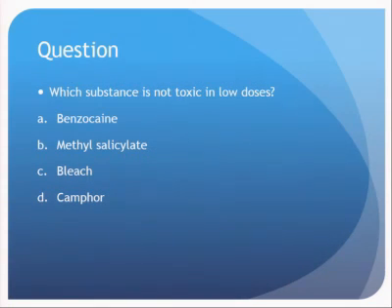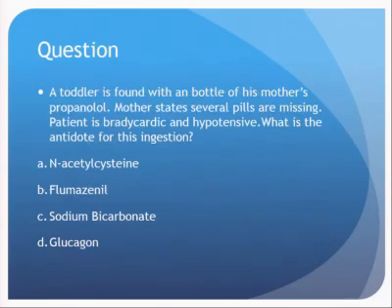Which substance is not toxic in low doses? So there are 3 toxic ones. There's one that's not. All right, and the correct answer is C, bleach. And again, we're going to go over this also.